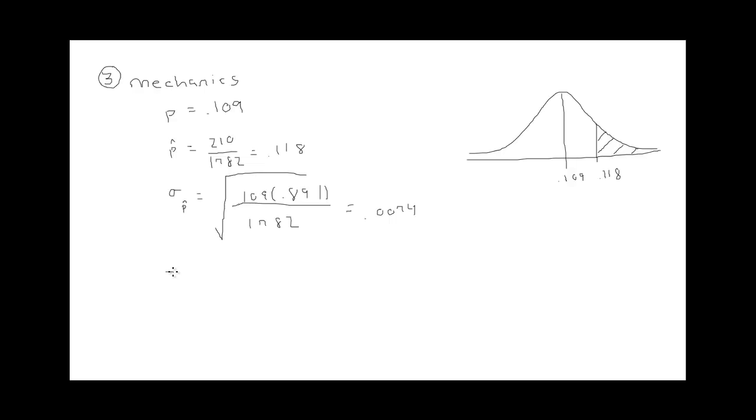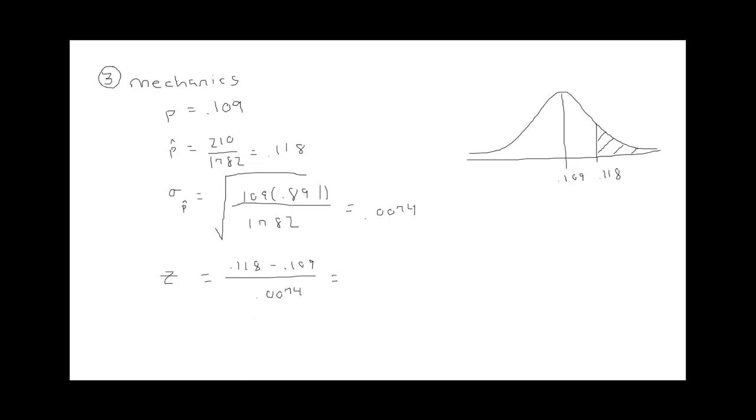So back over here, I'm going to go ahead and calculate a z-score based on the information I have. So I'm going to take my statistic, which is the 0.118, minus my mean, which is 0.109, divided by my standard deviation, which is 0.0074 equals.